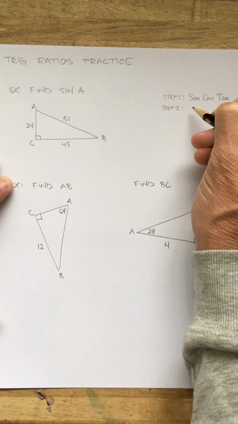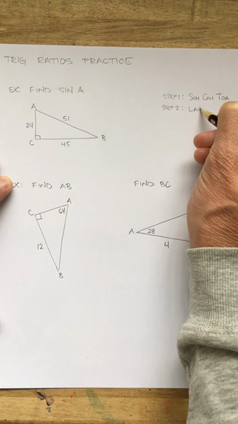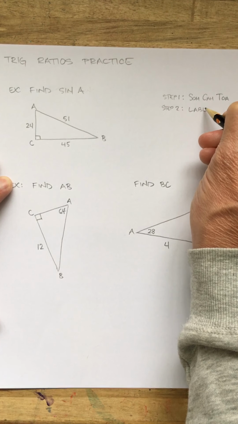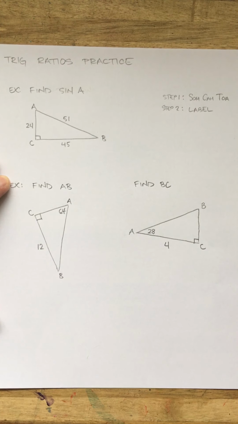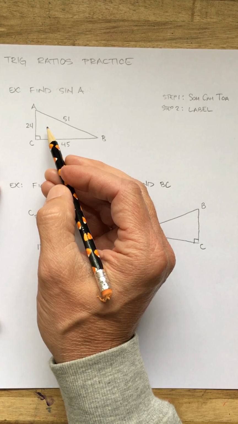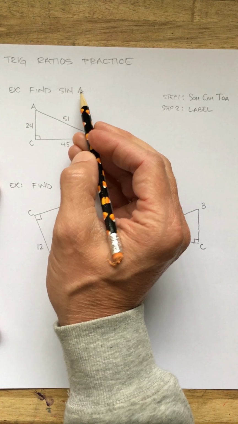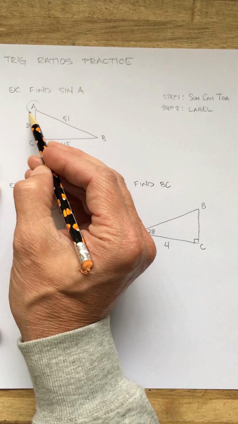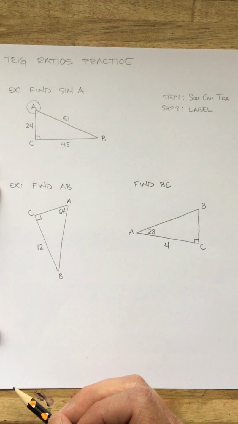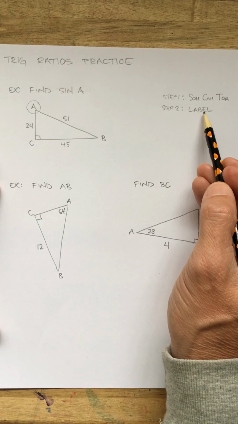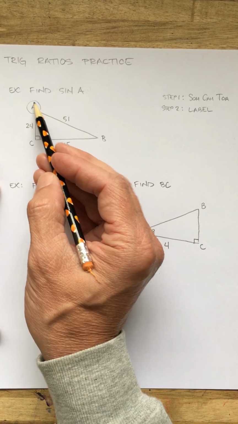We're going to label. Okay, and so this is what I mean by label. If you look at your triangle, okay, the instructions are to find the sine of angle A. Okay, so we're looking at angle A right here. All right, so if we're going to label this, we need to label according to this angle.